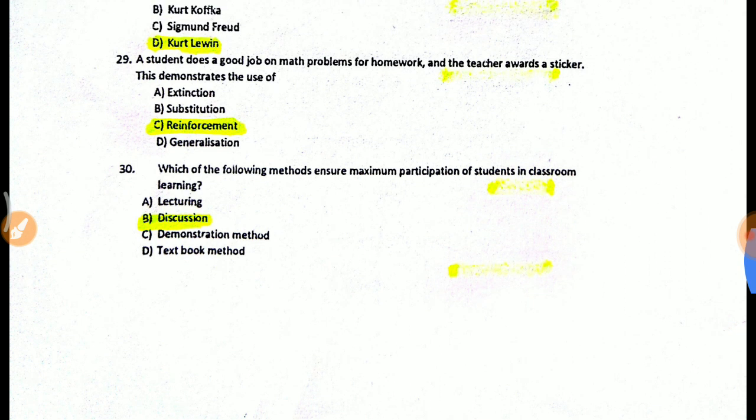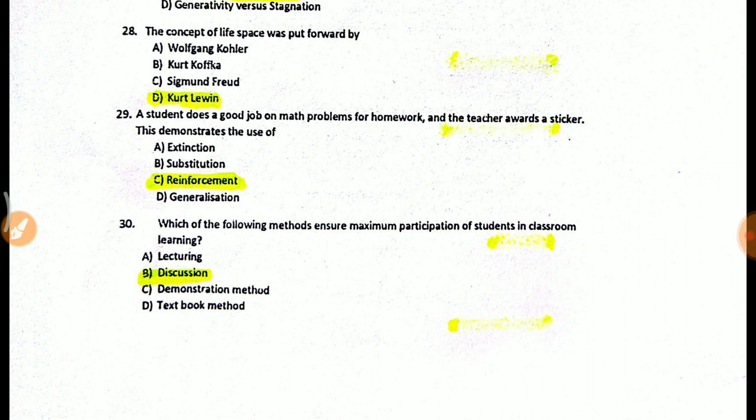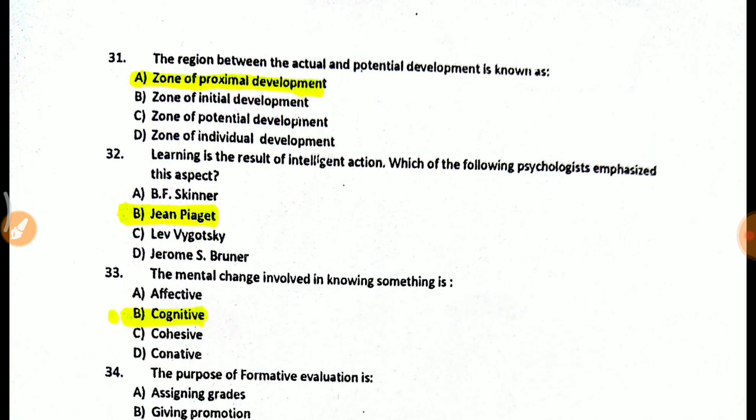Okay, then next question: which of the following methods ensures maximum participation in students' classroom learning? Discussion is a method of teaching that ensures maximum participation of students in the classroom. Compared to other options, whenever we answer a question, we have to look at the four options, then mark the right answer. So in each question we should have clarity about the four options. Okay, then next question: the region between the actual and potential development is known as zone of proximal development.